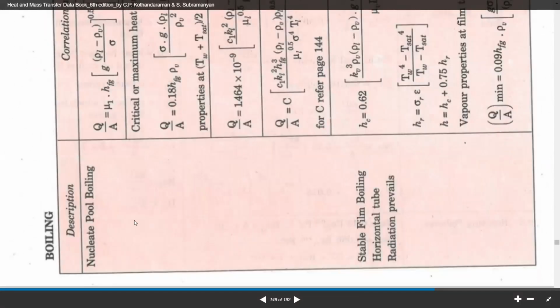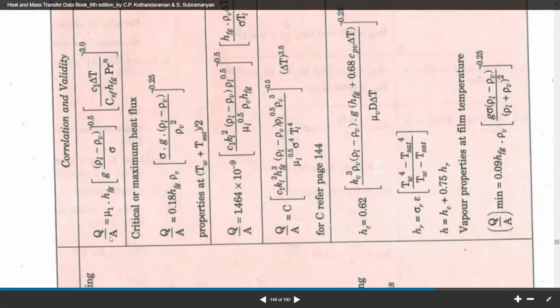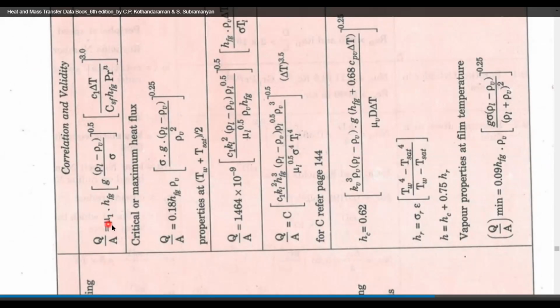So what does this first equation show? For nucleate pool boiling, the heat flux is given by Q by A equals mu suffix L, L for liquid, times hfg, the enthalpy of evaporation. Next, in the bracket, g is the acceleration due to gravity, rho L is the density of liquid, rho V is the density of vapor, sigma is the surface tension, whole raised to 0.5.